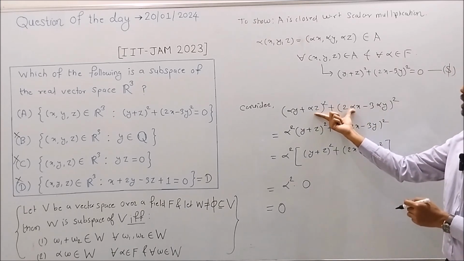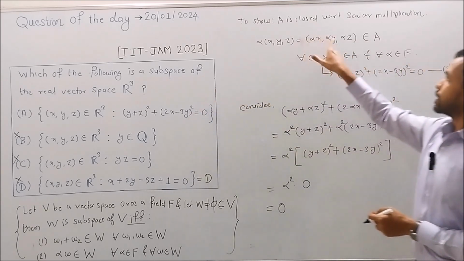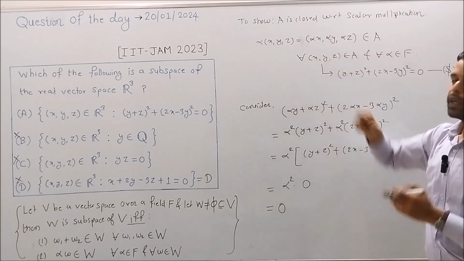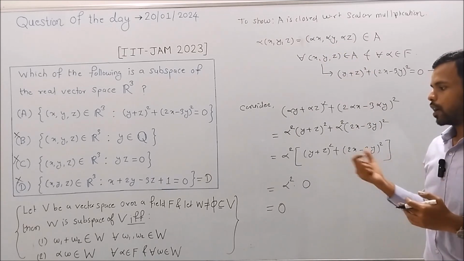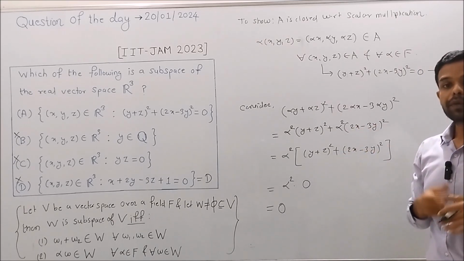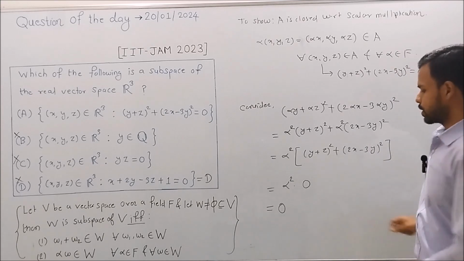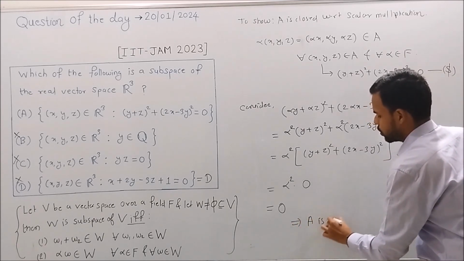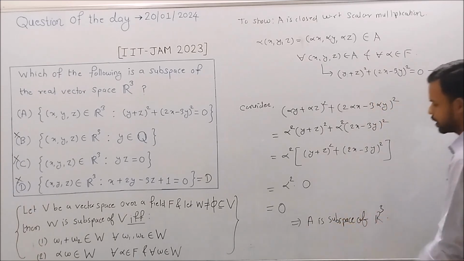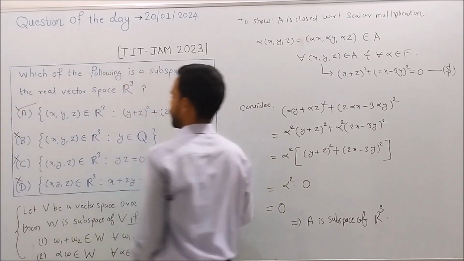So this sum overall equals 0. That implies this element satisfies this condition. As this element satisfies this condition, this element belongs to A, and so A is closed with respect to scalar multiplication as well. And earlier we have proved that A is closed with respect to vector addition, and here A is closed with respect to scalar multiplication. So combinedly, by the subspace test, A is a subspace of the real vector space R3. So option A is true. That is, the answer to this question is option A.